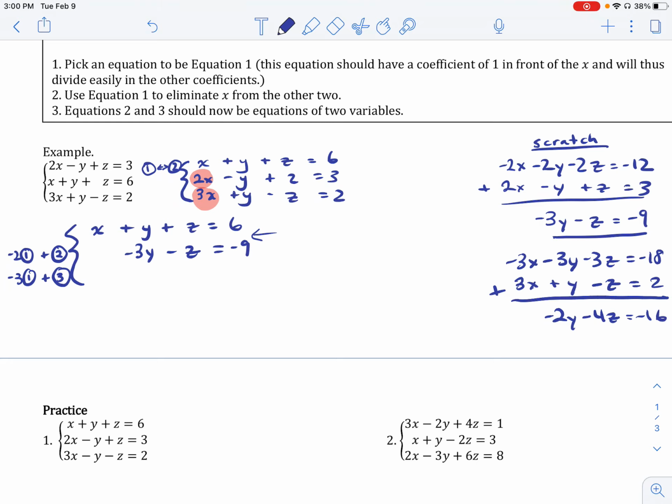Now you'll notice here that when I did this, I have a common factor of -2 in all of my terms. So if this were just an equation that I were solving and I wanted to simplify, I could divide everything here by -2. And that would give me y plus 4z is equal to 8. So I can actually write this result here. So y plus 4z is equal to 8.